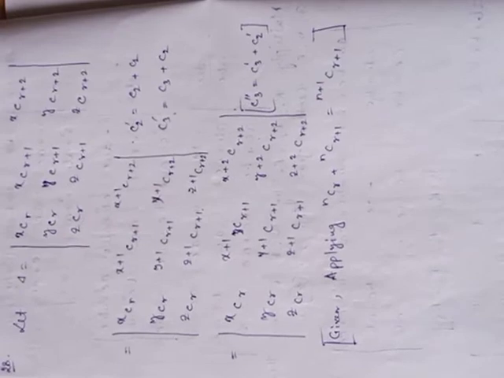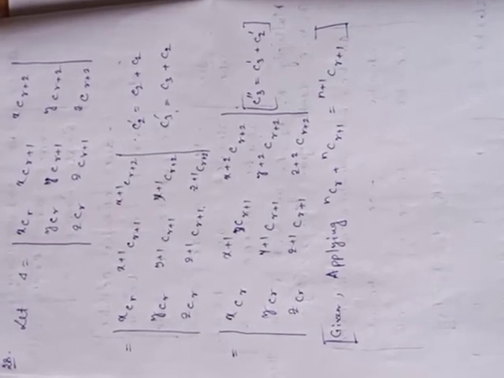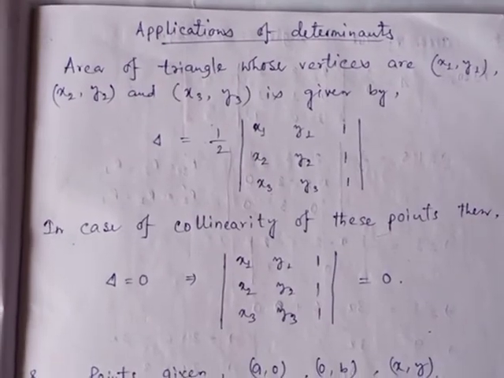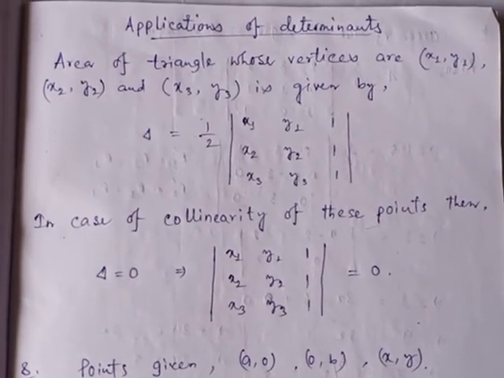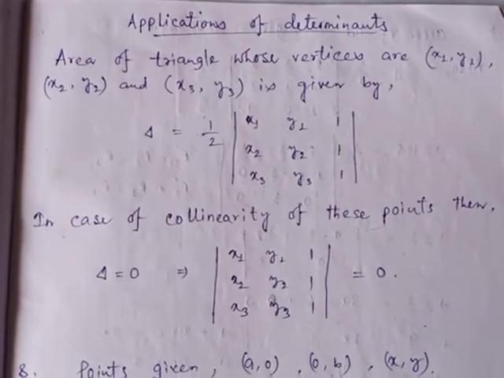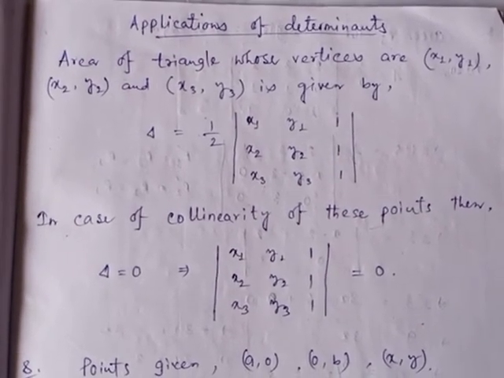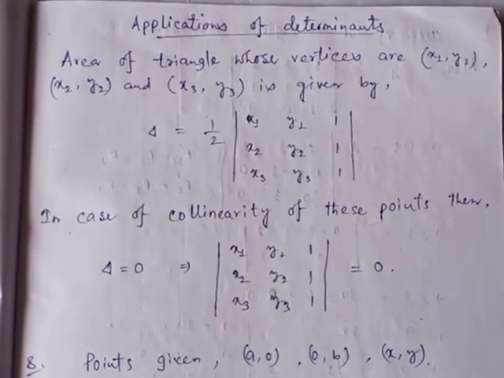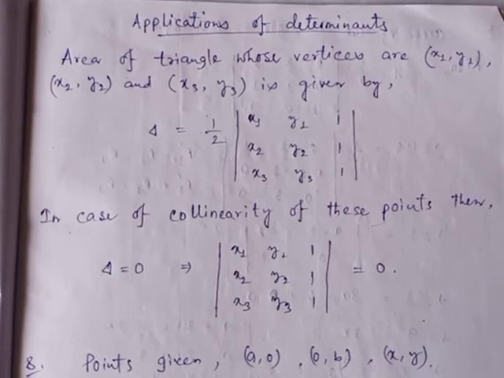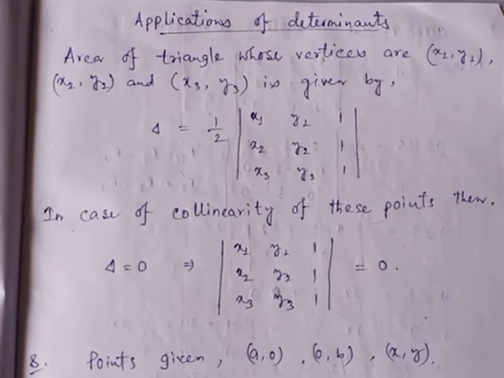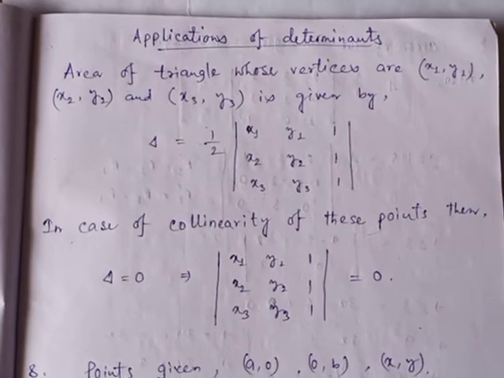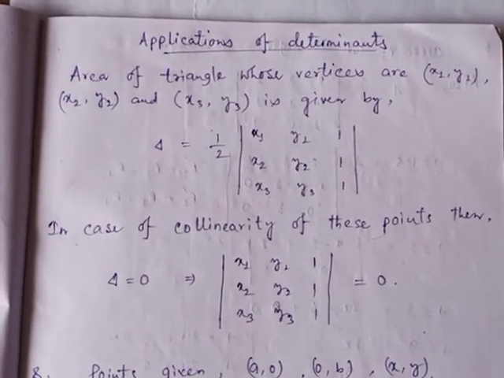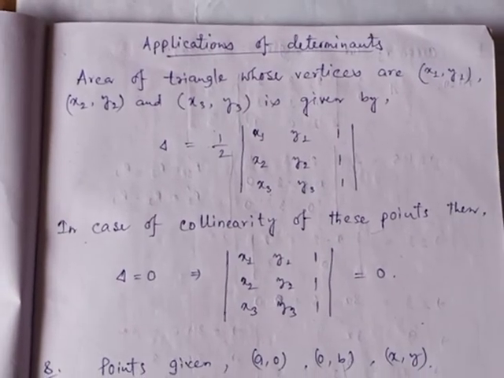And the last part of the determinant, we are now going to discuss applications of determinants. In application of determinants, we can say that the area of the triangle whose vertices are x1, y1, x2, y2, x3, y3 is given by delta equals half of the determinant x1, y1, 1, x2, y2, 1, x3, y3, 1. In case of collinearity of these points, delta equals 0. Now let us go for a problem.